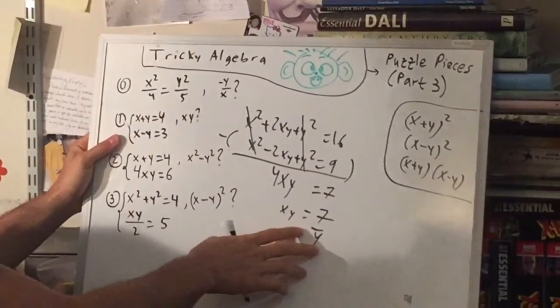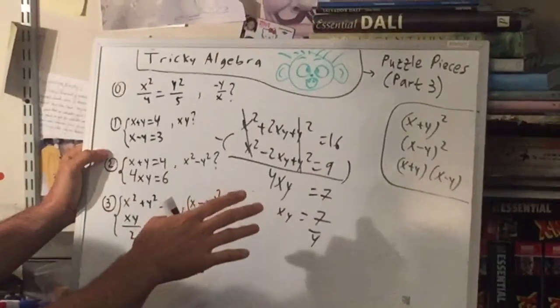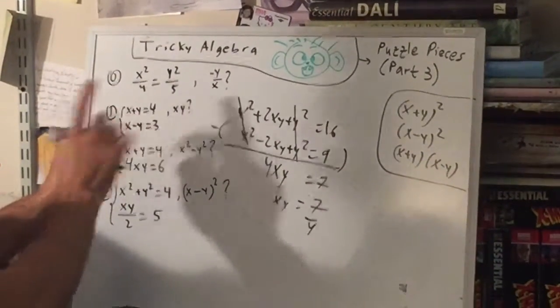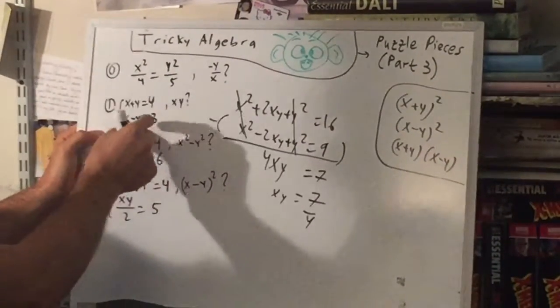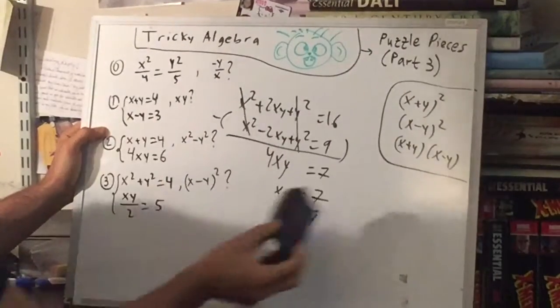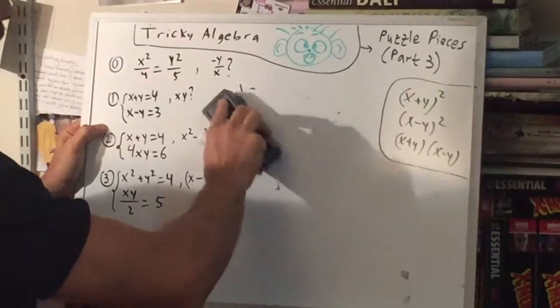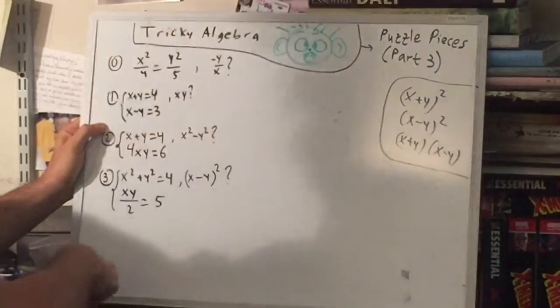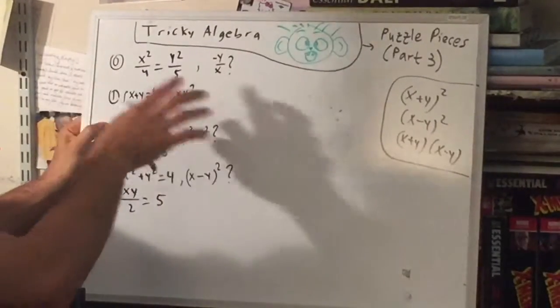We got the same answer using a tricky approach, which is we never even found x and y. That's the key point here. We just worked with the expressions, the puzzle pieces. All right, so that's number 1. That's our theme for all these problems. So for number 1, we could have done it the traditional way or this tricky way.